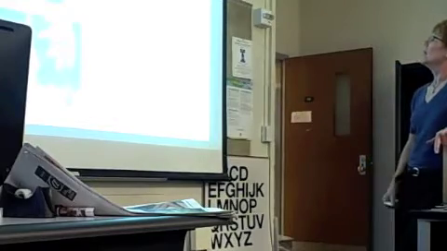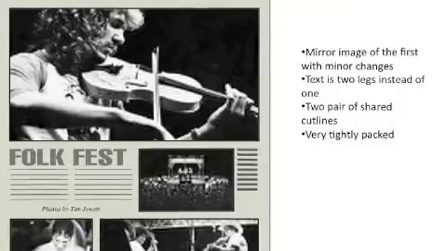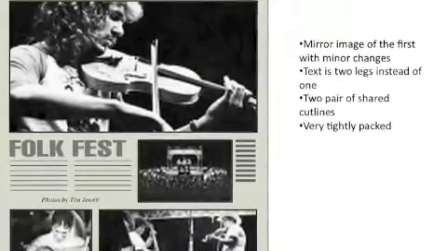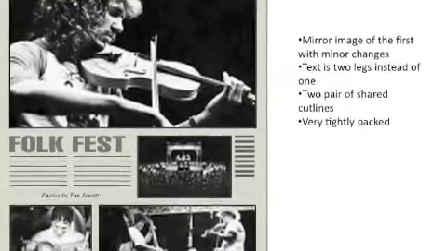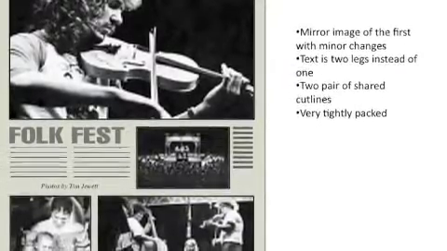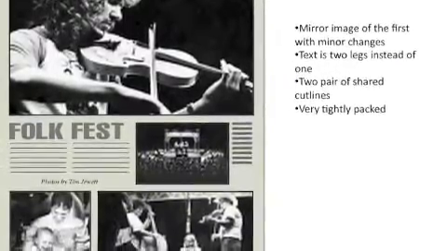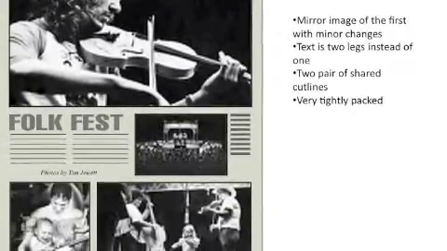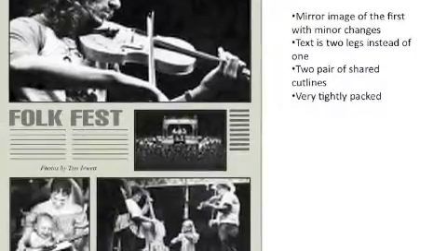Mirror image of the first page with minor changes. The text is 2 legs instead of 1 leg. Remember the first one, the text block was just 1 leg of text. 2 pairs of shared cut lines, and it's very tightly packed. It's built to its edges. There's not much white space.